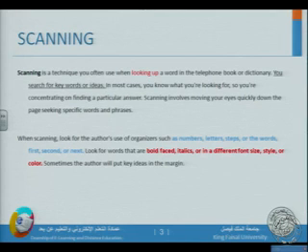First of all, scanning is a technique you often use when looking up words in the telephone book or dictionary. You search for keywords or ideas. In most cases, you know what you're looking for, so you are concentrating on finding a particular answer. Scanning involves moving your eyes quickly down the page seeking specific words and phrases.